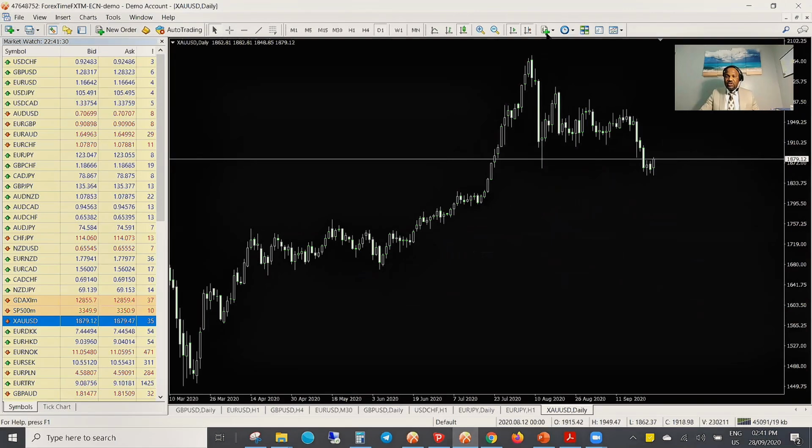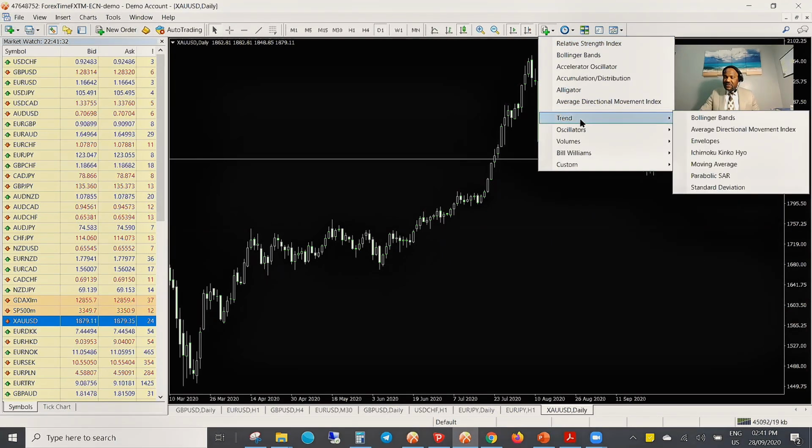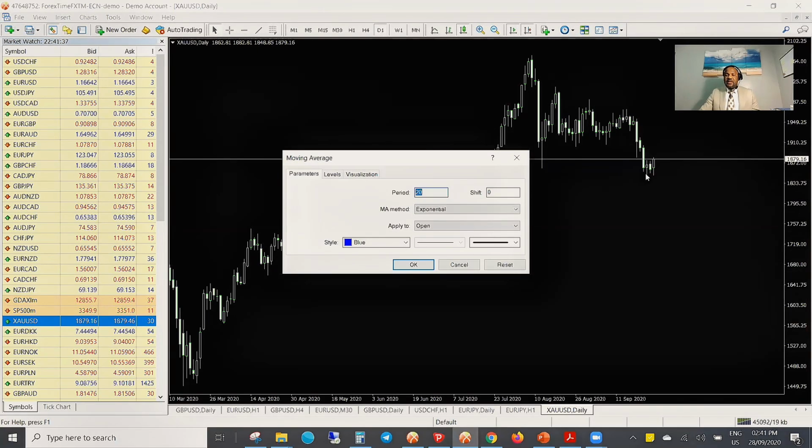So again, we'll go to the indicators, we'll go to trend, and then we'll go to moving average. Now, you see parameters, levels, visualization. Just always leave it at parameters because it will require you to set parameters. Now, in the moving average, you have period, shift, the MA type, and then the apply to. I'll try to explain them to you, but don't get confused. Stay with me, please. I know it's getting a little technical, but just stay with me.